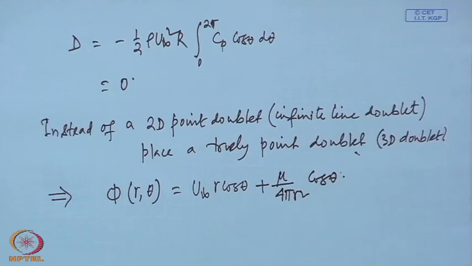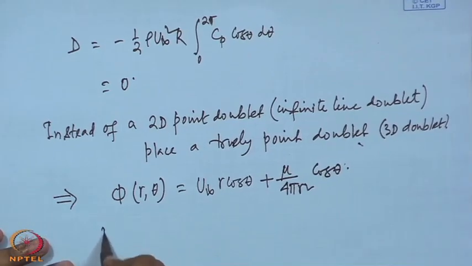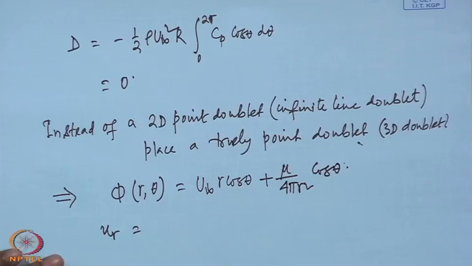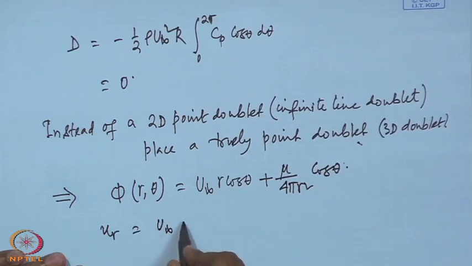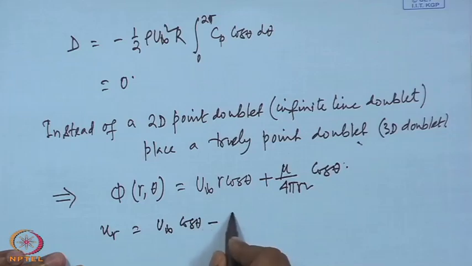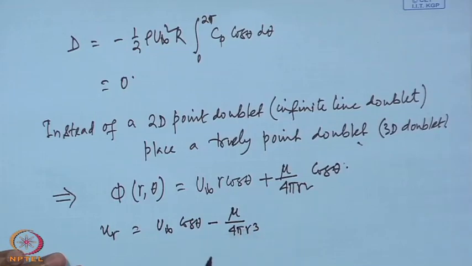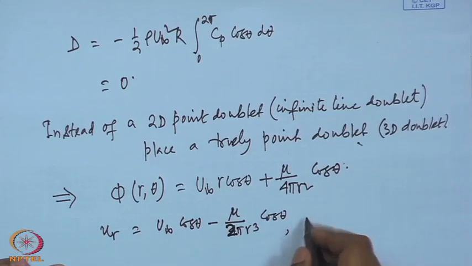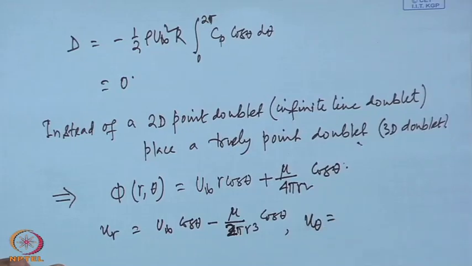Mu by 4 pi r square cos theta, and the velocity components: u r equals minus d phi dr, or 2, it should be 2. What will be u theta?